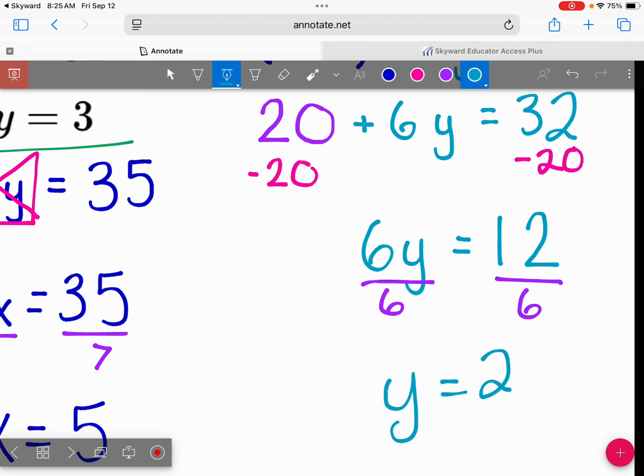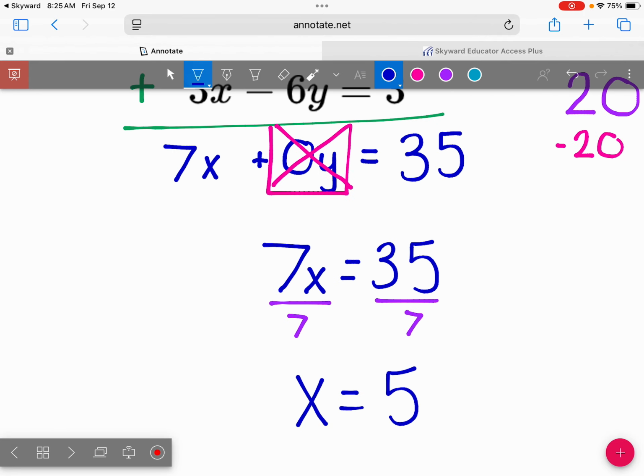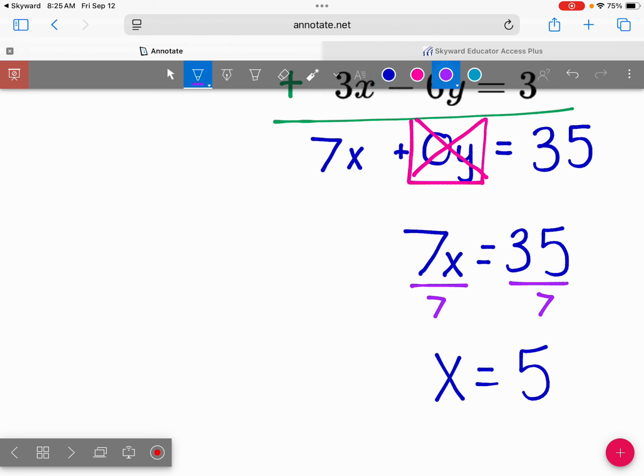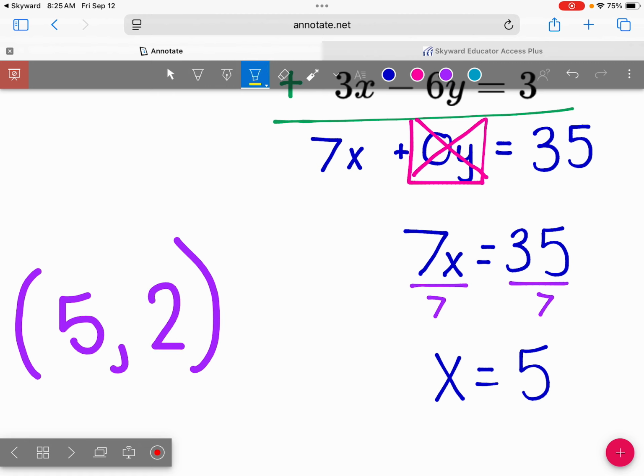2. So our answer, our final solution, is the point (5, 2). This is our solution. You've got to write it as a point, and you've got to have both x and y. You can't just have x, you can't just have y. You've got to have them both.